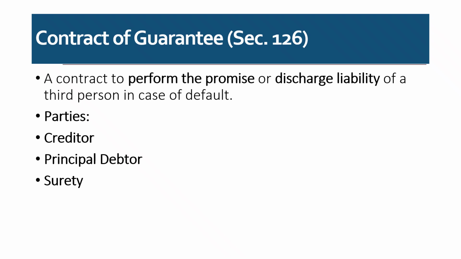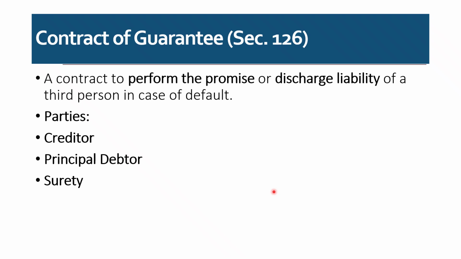Now we move to the contract of guarantee, section 126. This section defines guarantee as a contract to perform the promise or discharge the liability of a third person in case of his default. A guarantee involves three parties. One is the creditor to whom the guarantee is given. The other one is the principal debtor, the person who takes the loan or liability. And the third one is the surety, the person who gives the guarantee.